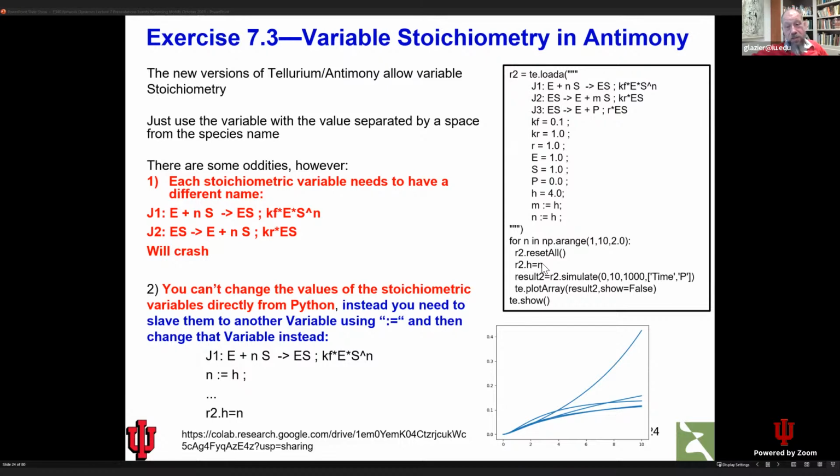And in fact, it wasn't clear that this would work. When I talked to the people at Washington about Tellurium, they weren't sure it would work. We tried it, it works. So you can, in fact, change the values of your stoichiometry from Python, but you have to do one extra step.